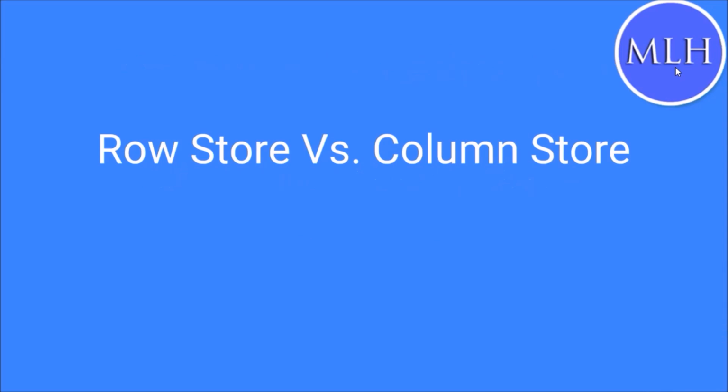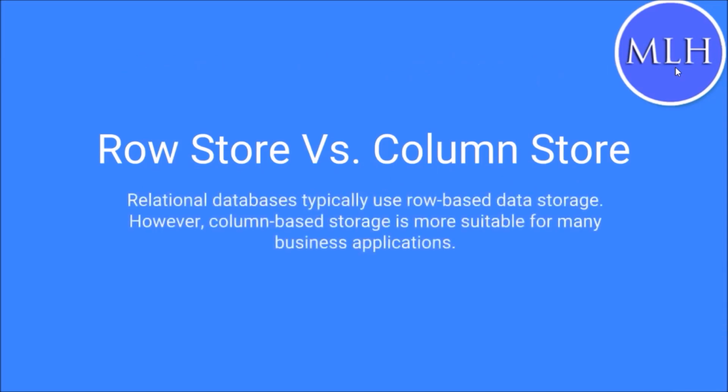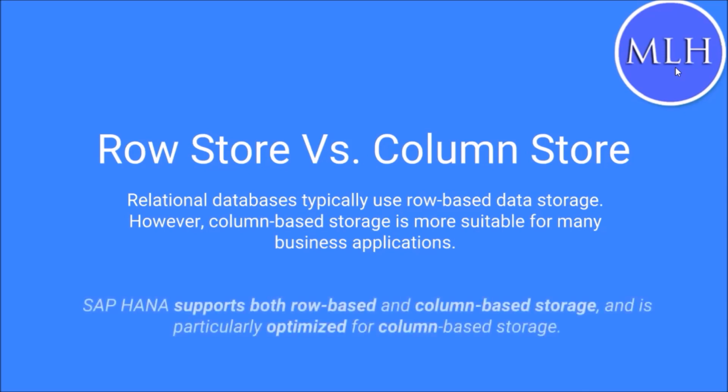Row Store versus Column Store. Relational databases typically use row-based data storage. However, column-based storage is more suitable for many business applications. SAP HANA supports both row-based and column-based storage, and is particularly optimized for column-based storage.